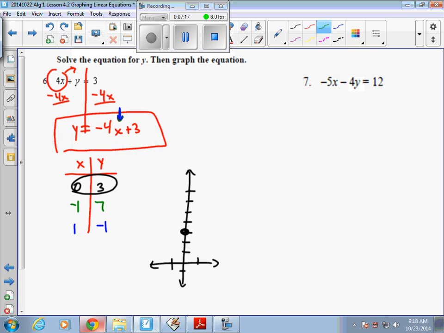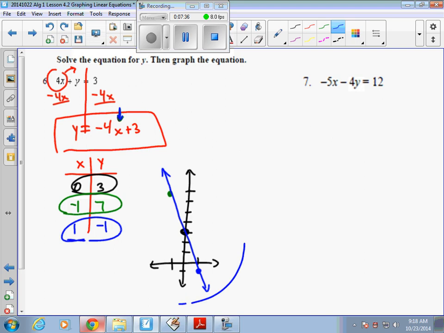The next one, negative 1, 7. You're going to go to the left 1, and you're going to go up 7. And then the last one, 1, negative 1. You're going to go to the right 1, and you're going to go down 1 since it's negative 1. You have 3 points. Again, through your 3 points, you can draw yourself an equation.